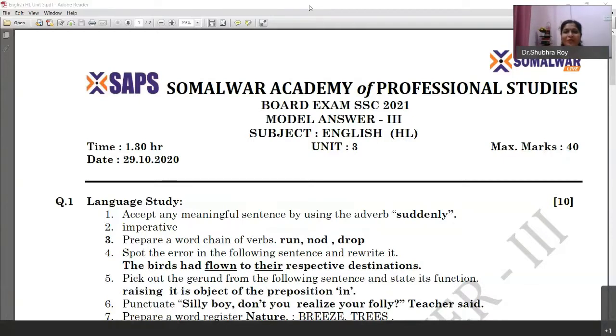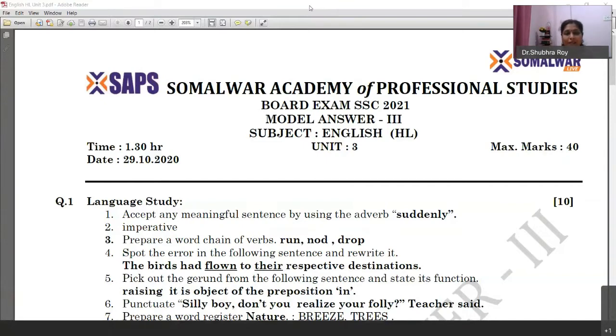Welcome all of you to the third session of interaction of question paper 3. These are the model answers that you can see on the screen. I'll go one by one, with the first question, language study. If you remember the questions, you can identify them with the answers very easily.